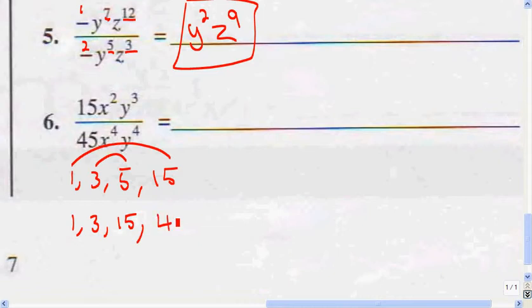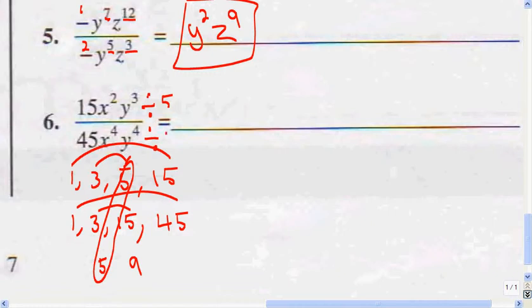1 times 45 is 45, and 3 times 15 is 45. Now it looks like, oh, and we forgot 5 and 9. Okay, so it looks like 5 is the biggest common factor. So we're going to divide both of these by 5. If after we reduce, it looks like we can still keep reducing, we do this process again with our new fraction. So 15 divided by 5 is 3, because 5 times 3 equals 15. And 45 divided by 5 is 9, because 5 times 9 equals 45.